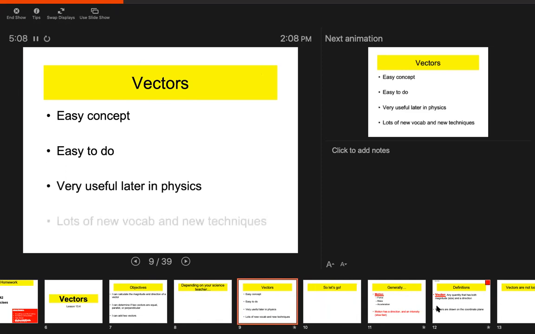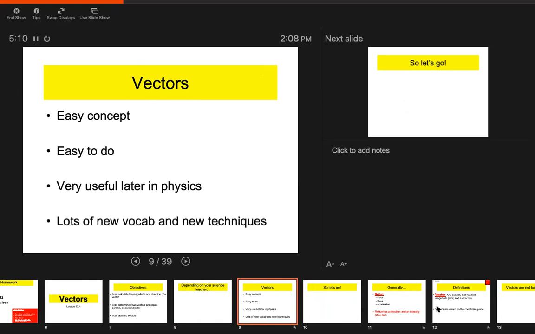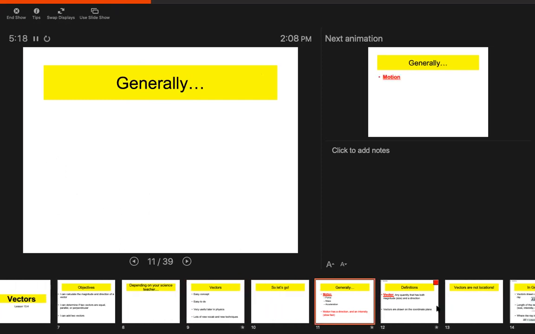Very useful later on when you get to your physics class. Tons of new vocabulary, words, and procedures today. Make sure you take really good notes because it can become a little bit confusing. All right, so here we go.